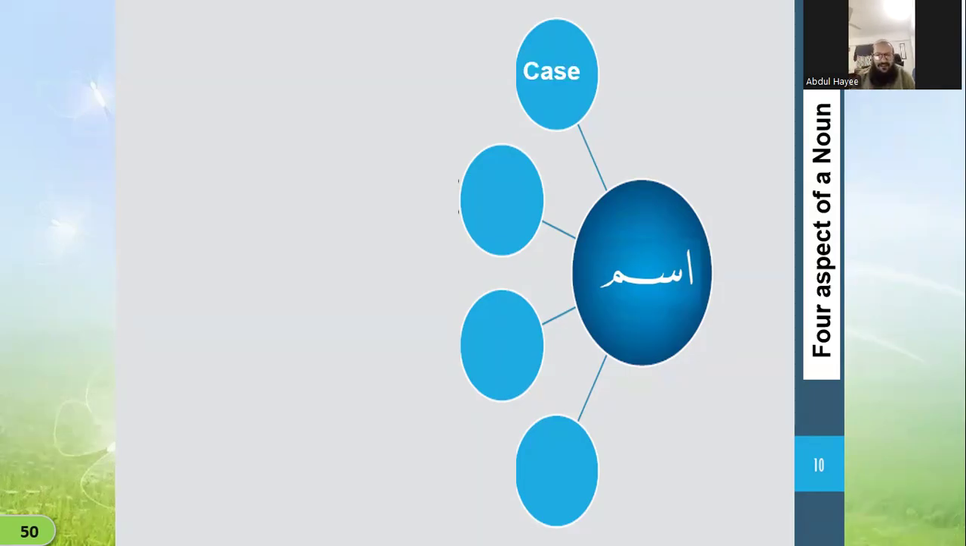One is called the state or the case. It means what does it have at the end? Either it has a raf, meaning dhamma or double dhamma; a nasb, meaning fatha or double fatha; or a jarr, meaning kasra or double kasra. That is called the state or the case.